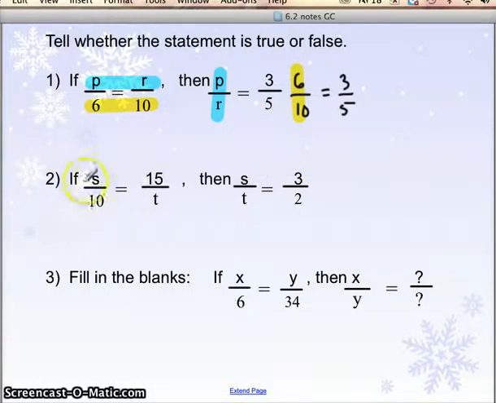Okay, this one over here. Well, S and 15 don't go vertical. 10 and T don't go vertical. So it's not that same property.